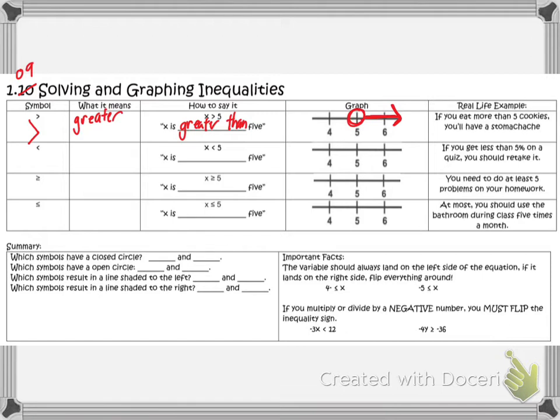Notice how the symbol, when written like this, with the x on the left side, kind of points us in the right way, right? The greater than symbol looks like this, and then it's filled that way. So we're filled to the right.